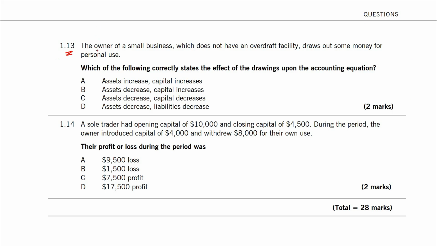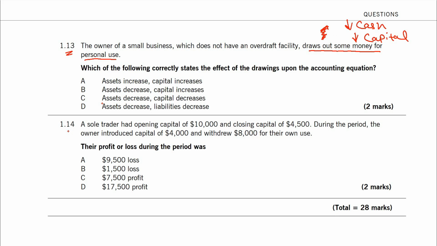Next we have question 13. The owner of a small business which does not have an overdraft facility draws out some money for personal use. So here the owner is drawing something from the business. So that means our cash will be reduced, and that also means our capital of the business will be reduced. Okay, so our assets will be decreased and our capital will be decreased in this case.